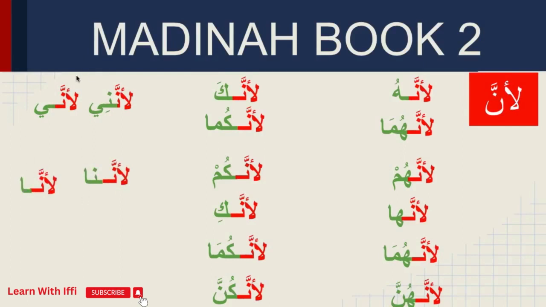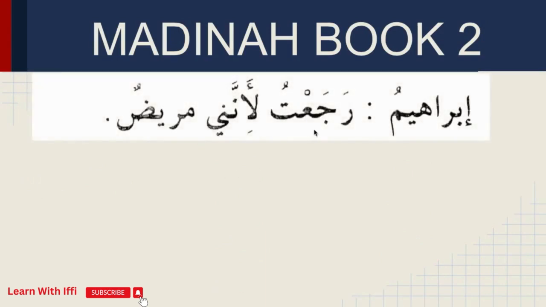So here the sentence is telling "because I." So you say rajatu, I returned, because I. Ya is ismu anna. So we're looking for the khabar marfu, which is maridun. Why is it indefinite? Because the khabar, one word, is indefinite. So rajatu li'annani marid, I returned because I was sick.